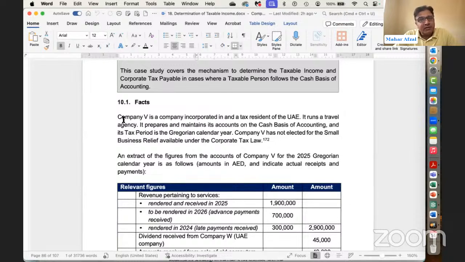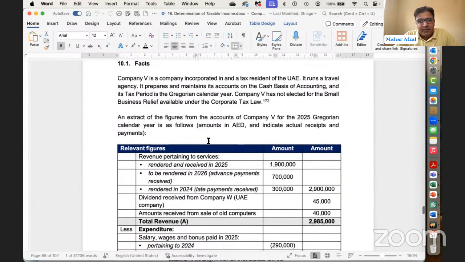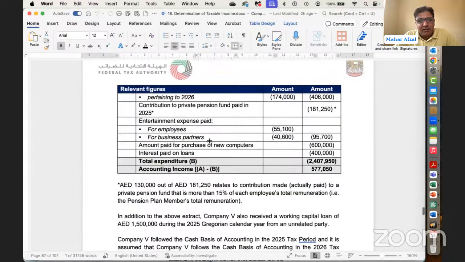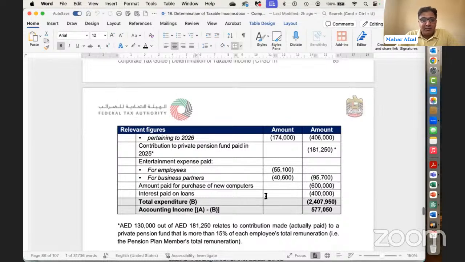It runs a travel agency. Company B runs a travel agency, cash basis of accounting, elected for small business relief. Actual receipts. If the loan is less than 12 million, they can claim 100%. If there is a natural person, then loan conditions are not applicable. I'm assuming they are not a natural person. So loan is less than 12 million, they can claim 100%. I'm taking 577,050. Loan they can claim on cash basis is fine.